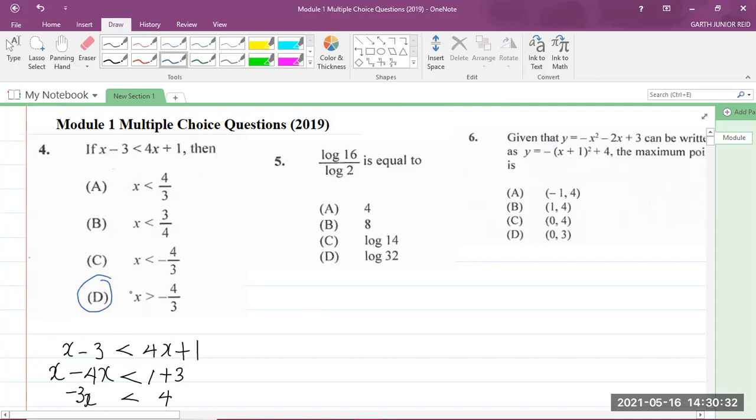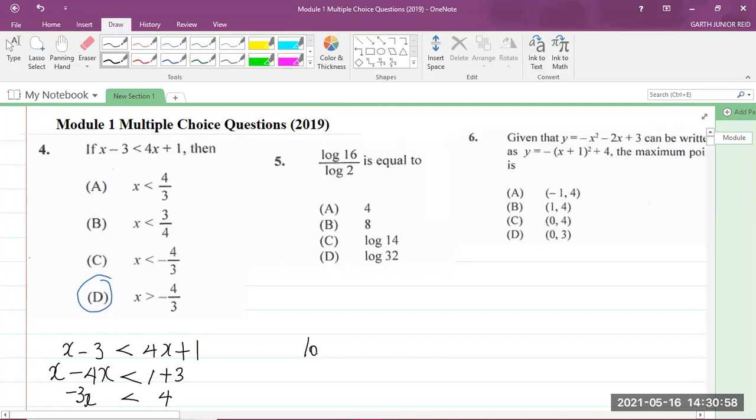Good. Number 5 now says, the logarithm of 16 divided by the logarithm of 2 is equal to what? We are to simplify that fraction. Please note that those logarithms are in base 10. How do we know that? Because you don't see the base. Once you don't see the base, you know that it is 10. So let's do the solution for that.